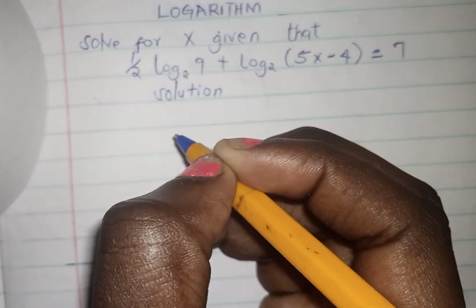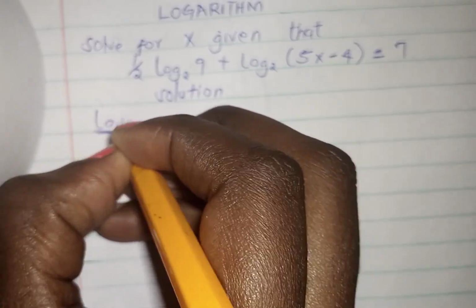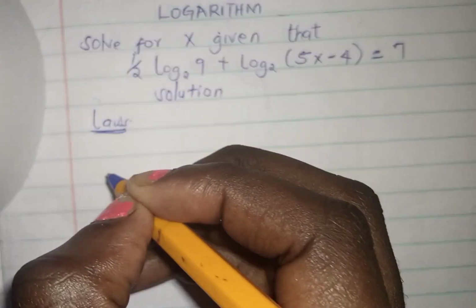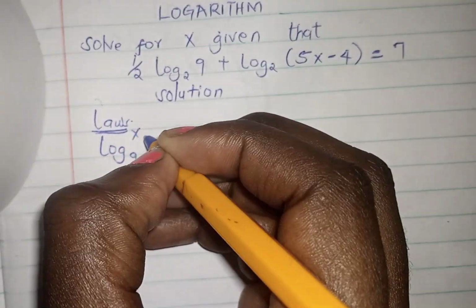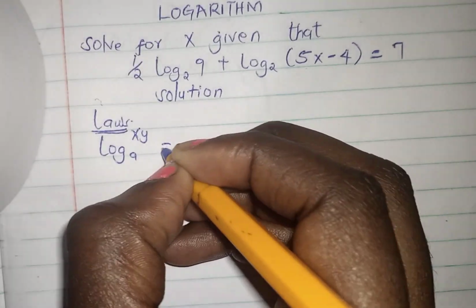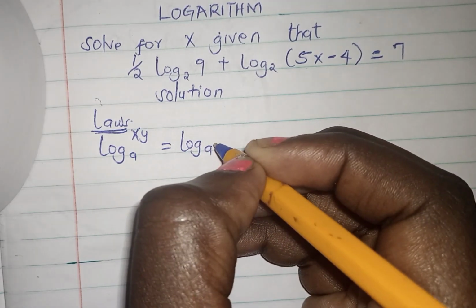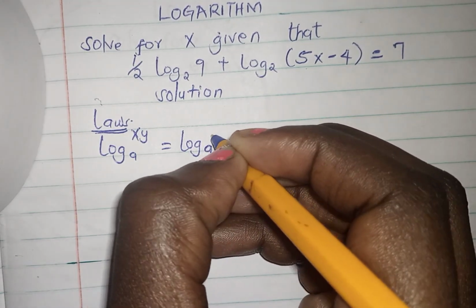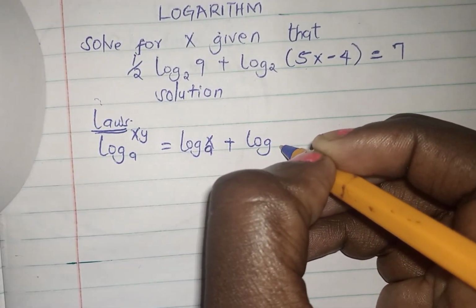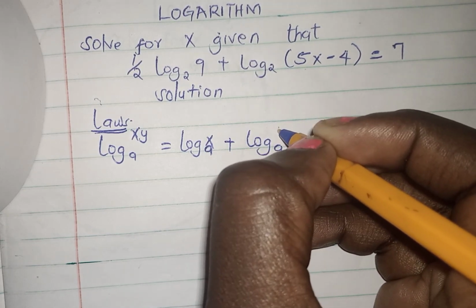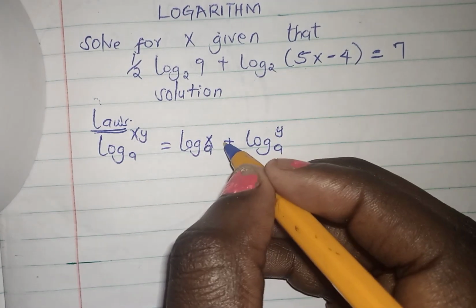Before we begin, let us remind ourselves of the laws of logarithms. Number one, we have this law that states that log base a of xy is equal to log base a of x plus log base a of y. Because we multiply the powers, we have to add.